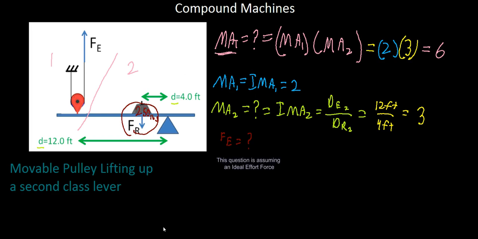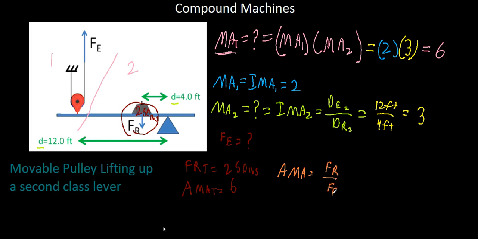Well, you'd have to ask yourself, what do you know? Well, we know the FR total, we just said, is 250 pounds in this example. Okay, let's go ahead and write that out a little bit better. 250 pounds. We don't know FE, but we do know the total mechanical advantage. So that means the actual mechanical advantage total is 6. So we use our equation for actual mechanical advantage. We get actual mechanical advantage equals FR over FE. Well, we know those numbers. We could take this equation one step further and plug them in.